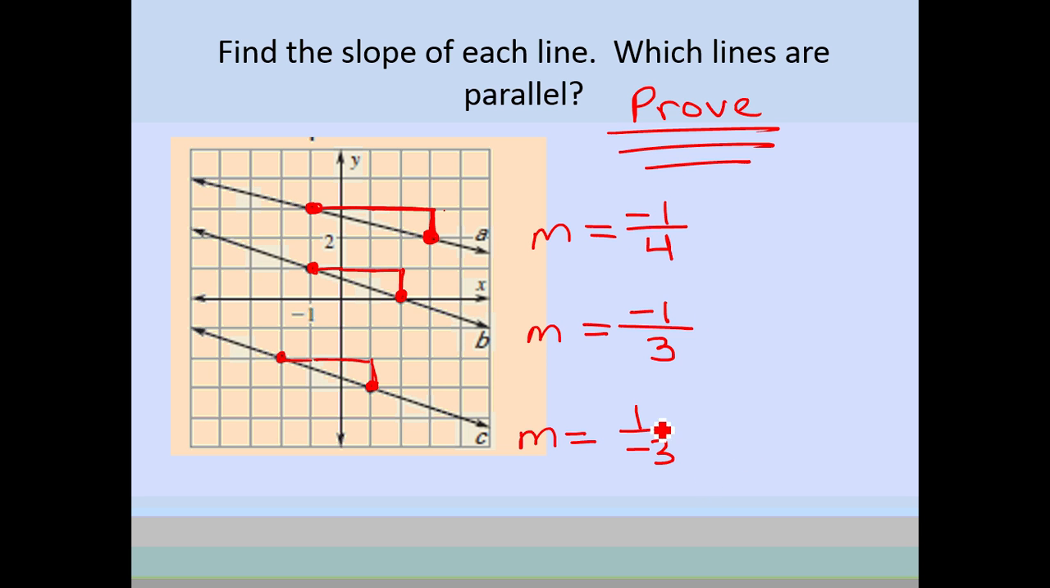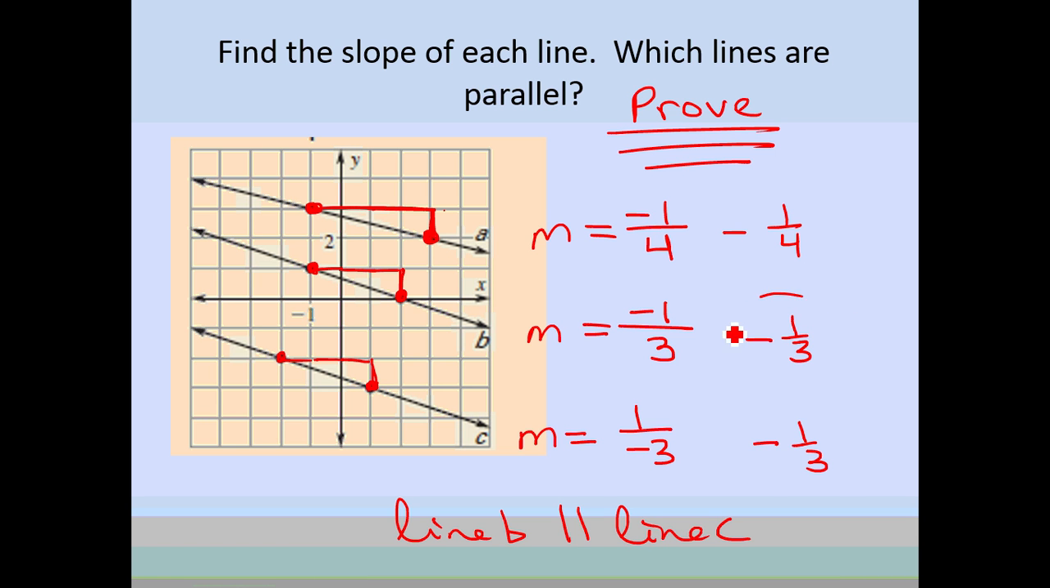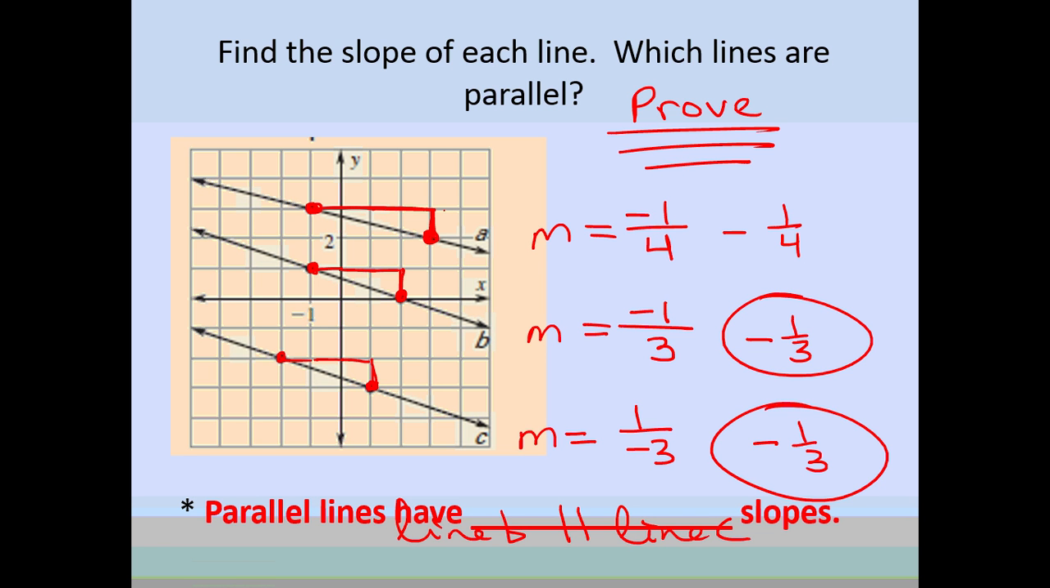So now analyzing these slopes, the top one was -1/4. The second one is -1/3. The third one is -1/3. I can draw a conclusion about this now. I can state that B and C are parallel to each other. Line B is parallel to line C. And I know this for a fact because I just showed that they have the exact same steepness. So two lines that have the exact same steepness are going to be parallel to each other. So parallel lines have the same slope.